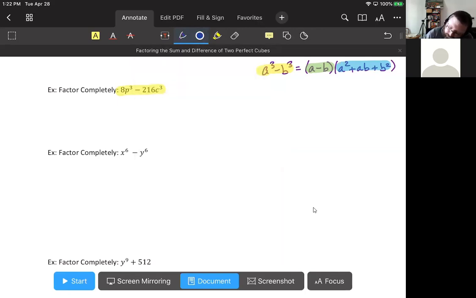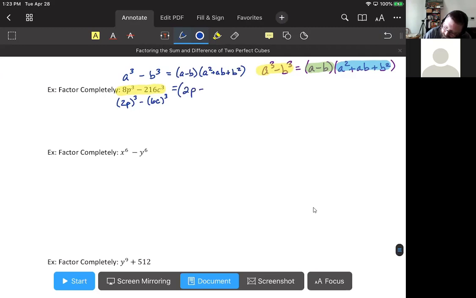Eight p cubed is 2p quantity cubed. 216c cubed is 6c quantity cubed. You have to be able to recognize that in order to follow our pattern. A is 2p, B is 6c. So when we factor this, it becomes A minus B, which would be 2p minus 6c.